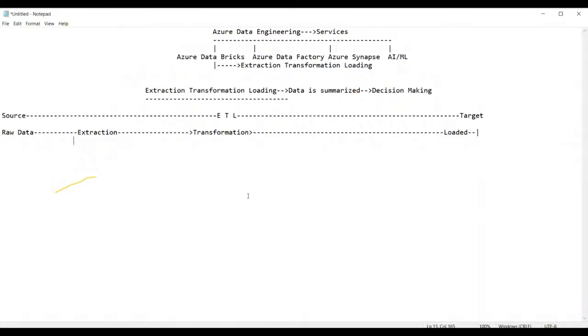Okay. So guys, is it clear for everyone what ETL actually is? Yes, guys. I want an answer, please.